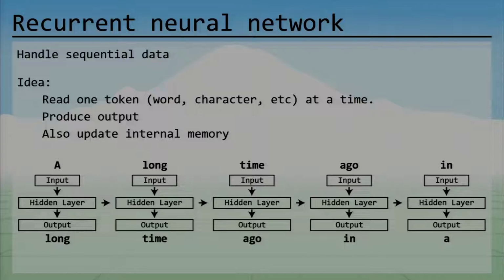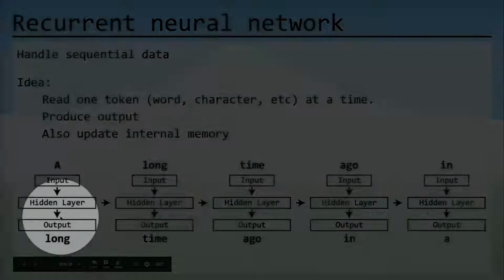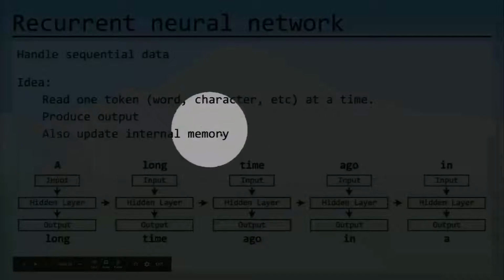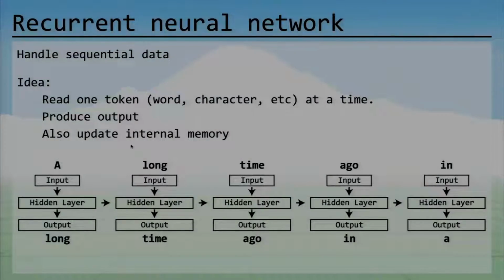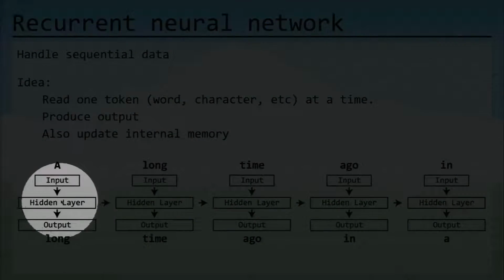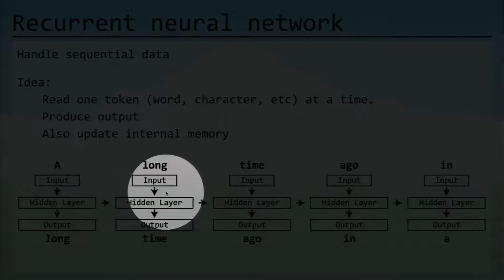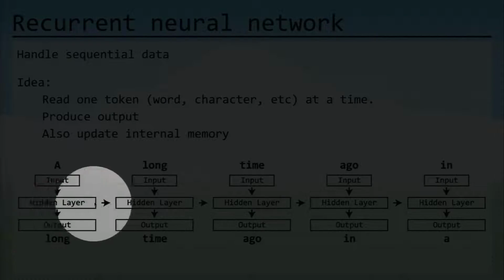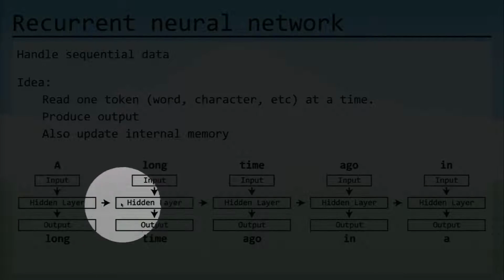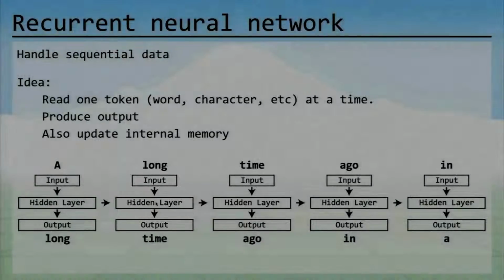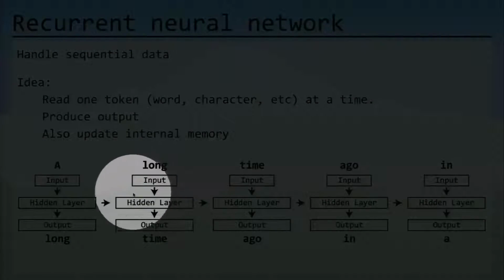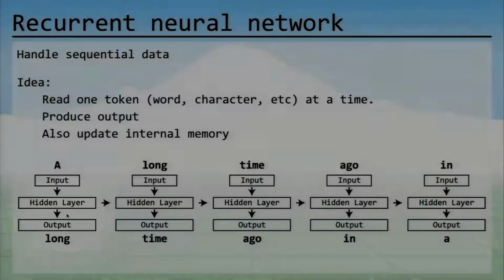We're going to process that token. We're potentially going to produce some kind of output. But we're also going to update what we think of as our internal memory, or some internal state in the network. When we start out, our hidden layer just depends on whatever our first input is. But at subsequent time steps, we take this internal state of the network and propagate it forward, so that at the next time step we have a hidden layer that depends both on the input to the neural network and on the previous state of the network.